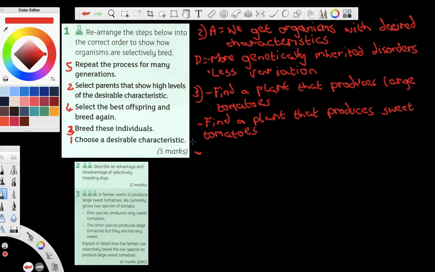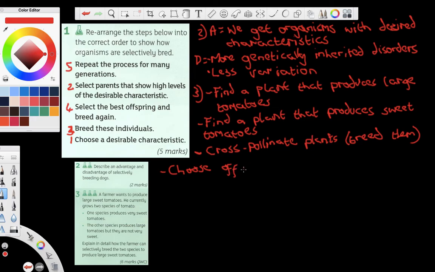For our third mark, we can say that the farmer would need to cross-pollinate them or breed them together. So cross-pollinate the plants, put in brackets, breed them. Our fourth mark then comes from saying choose offspring plants with large sweet tomatoes. And then for a fifth mark, breed them together.